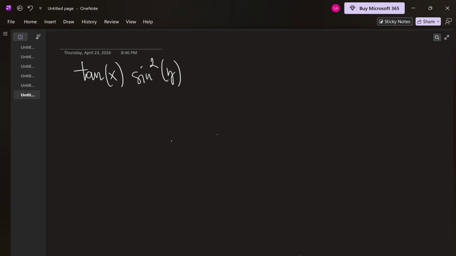So now we continue. Plus cos squared x times cotangent y times y prime is equal to 0.